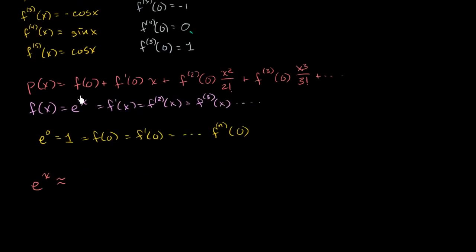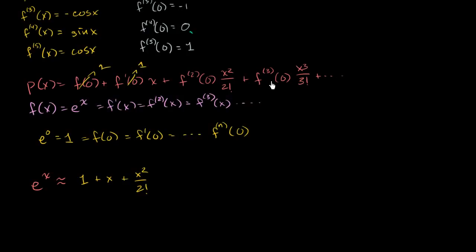So f of 0 is 1, plus f prime of 0 times x. f prime of 0 is also 1. So plus x, plus this is also 1, so it's going to be x squared over 2 factorial. So plus x squared over 2 factorial. All of these things are going to be 1. This is 1, this is 1 when we're talking about e to the x.